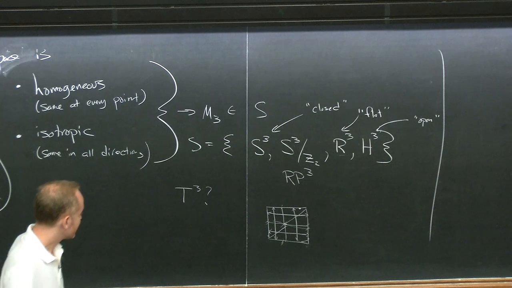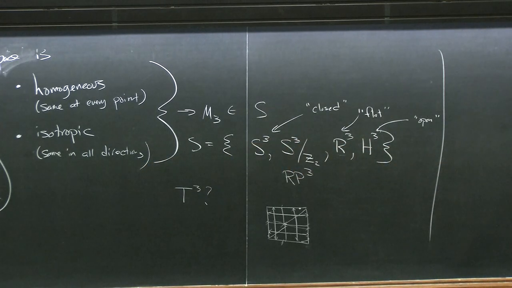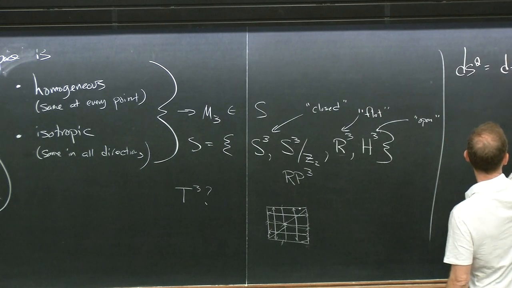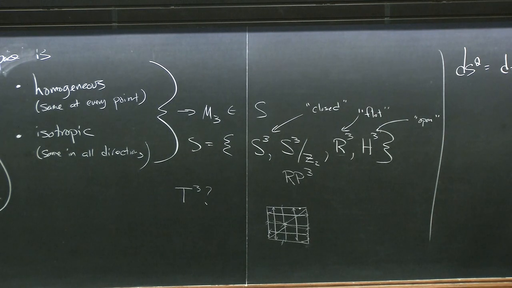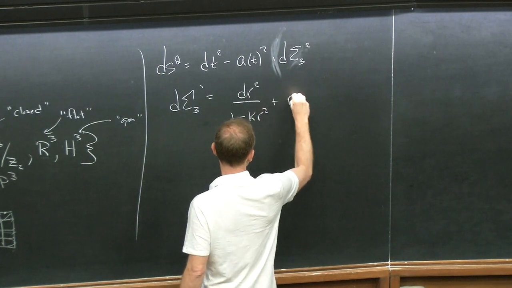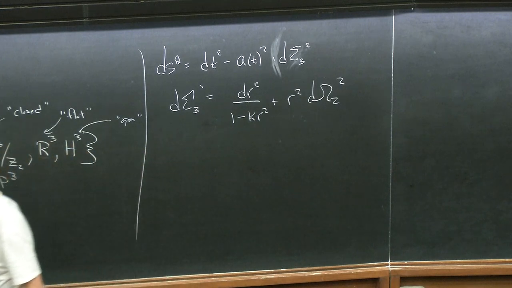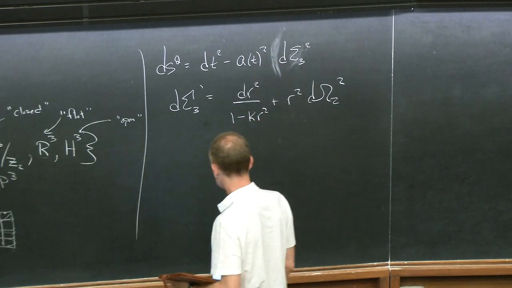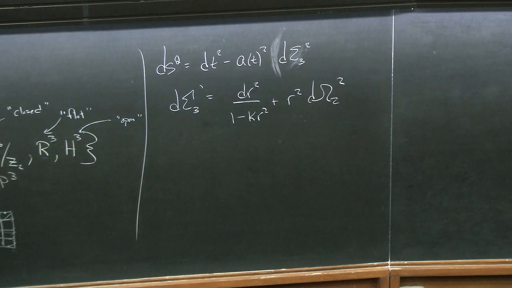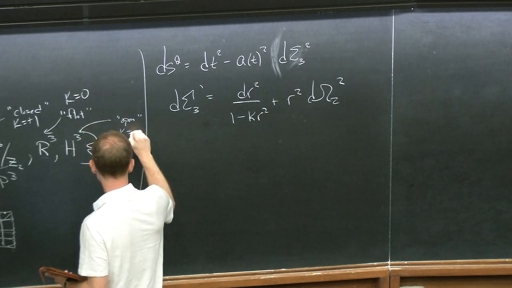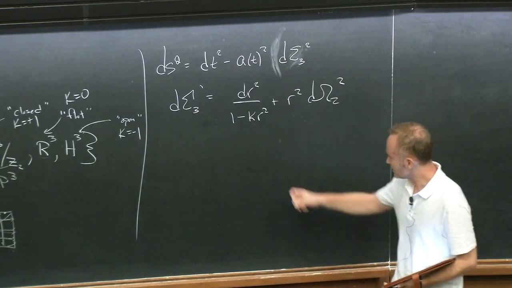Okay. But for now, let's assume the topology is one of these. So the universe is homogeneous and isotropic. And let's write the metric that goes along with that. Okay, so there are three possible spatial metrics here, all of which are homogeneous and isotropic. One of them corresponds to the closed cases, one to flat, and one to open. So k is an integer that's plus 1, minus 1, or 0.